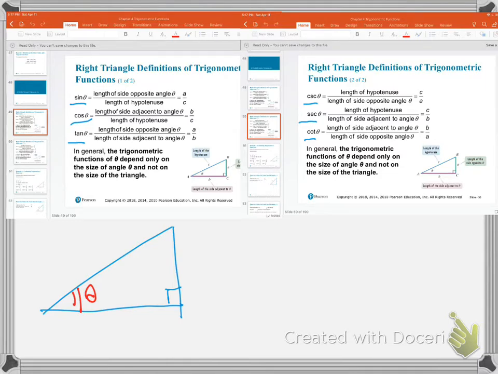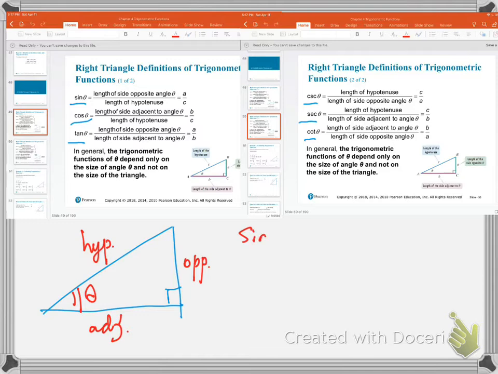So we have the length of the opposite side of theta. So this is opposite. And we have the adjacent side of theta. So this is adjacent. And then the last one is the hypotenuse. We use these 3 sides to define sine, cosine, and tangent first.